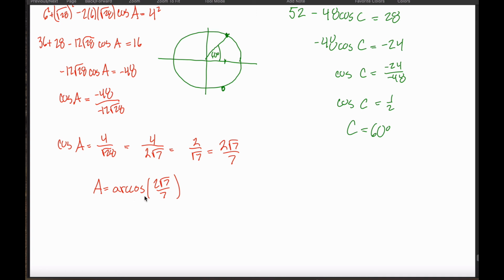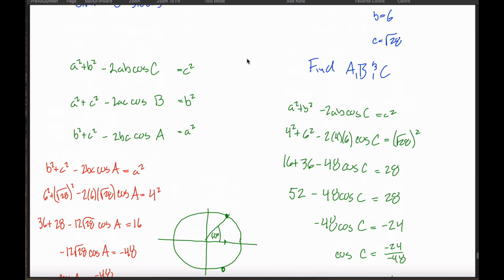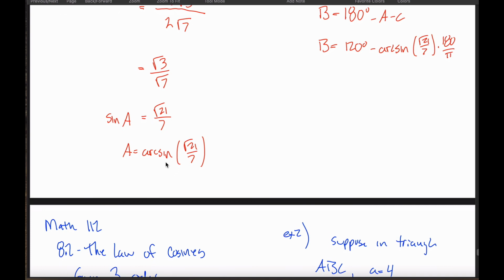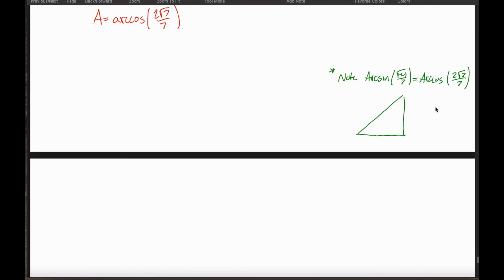It's worth pointing out that this looks a little bit different. Arc cosine of 2 root 7 over 7 is not what I came up with up here. Up here, I came up with the arc sine of the square root of 21 over 7. Well, guess what? Those are the exact same. A quick picture proof of that fact is a triangle with side lengths 2 root 7, square root of 21, and 7 is a right triangle.